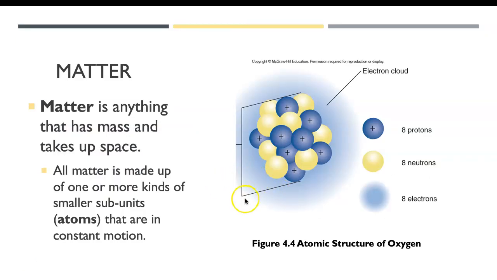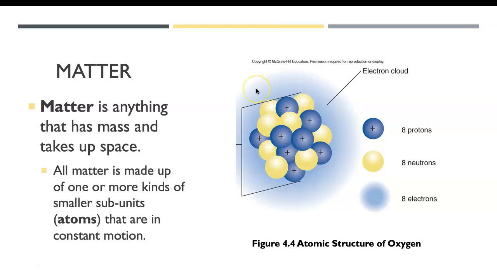So matter is anything that takes up space. I love to use the atomic structure of oxygen to review all the basic concepts. The outer shell of this atom is the electron cloud, which is negative. And in the nucleus, there are neutrons and protons, and the protons are positively charged. That's why overall this oxygen atom has no charge, because it has 8 negatively charged electrons and 8 positively charged protons.